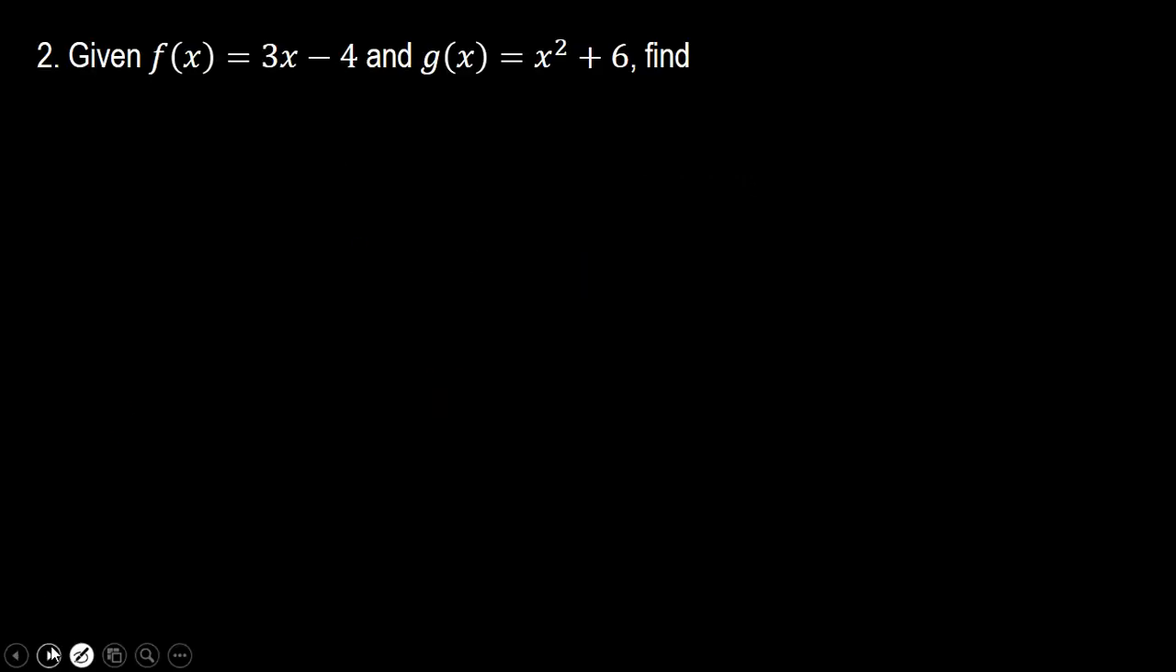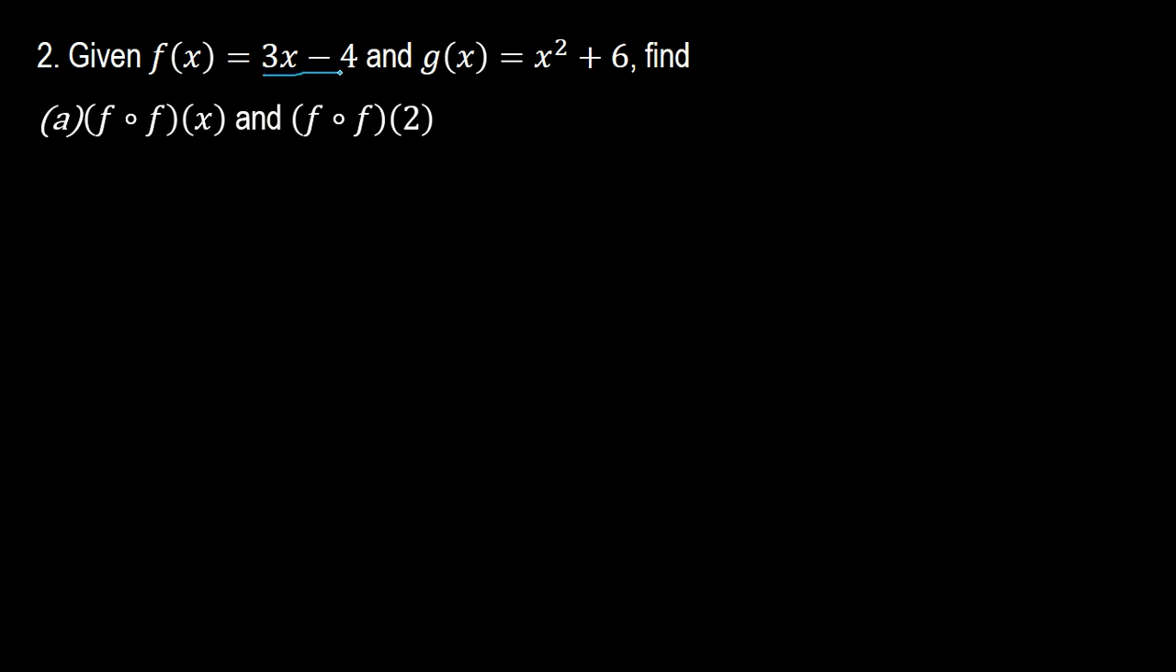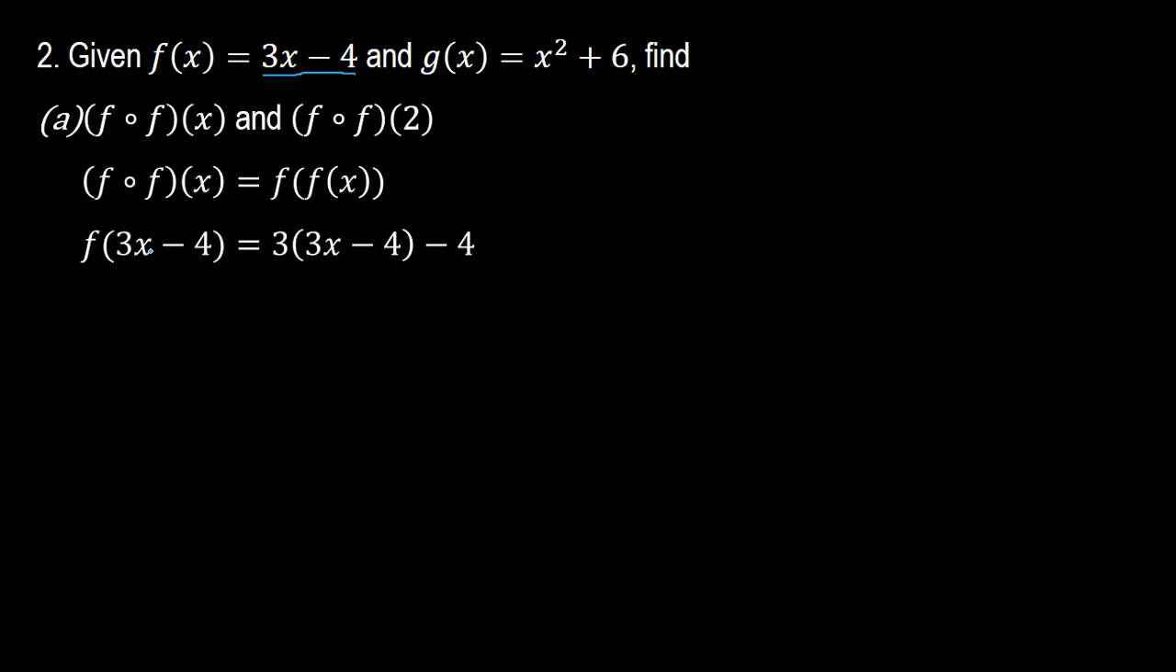Given that f of x is equal to 3x minus 4 and g of x is equal to x squared plus 6, let's find the following: f of f of x and f of 2. As you notice, the x value here is the function itself, 3x minus 4. So if we're going to identify f of f of x, we'll have f of 3x minus 4, which is equal to 3 times 3x minus 4 minus 4. We're just going to substitute 3x minus 4 as our x in the function f.